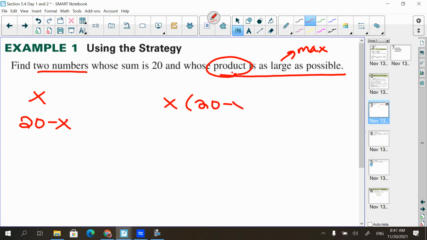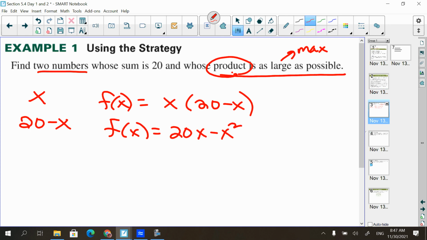x times 20 minus x. This is my model that I'm coming up with. Or I could distribute the x and I could get 20x minus x squared. So that when I go to take the derivative, I don't have to use the product rule, right? If I keep it as that first line, I've got to use the product rule to find the derivative. So this here is a parabola that opens down. Does that have a maximum to it? Yeah. So it's kind of coming together here. So now just take the derivative and set it equal to 0.